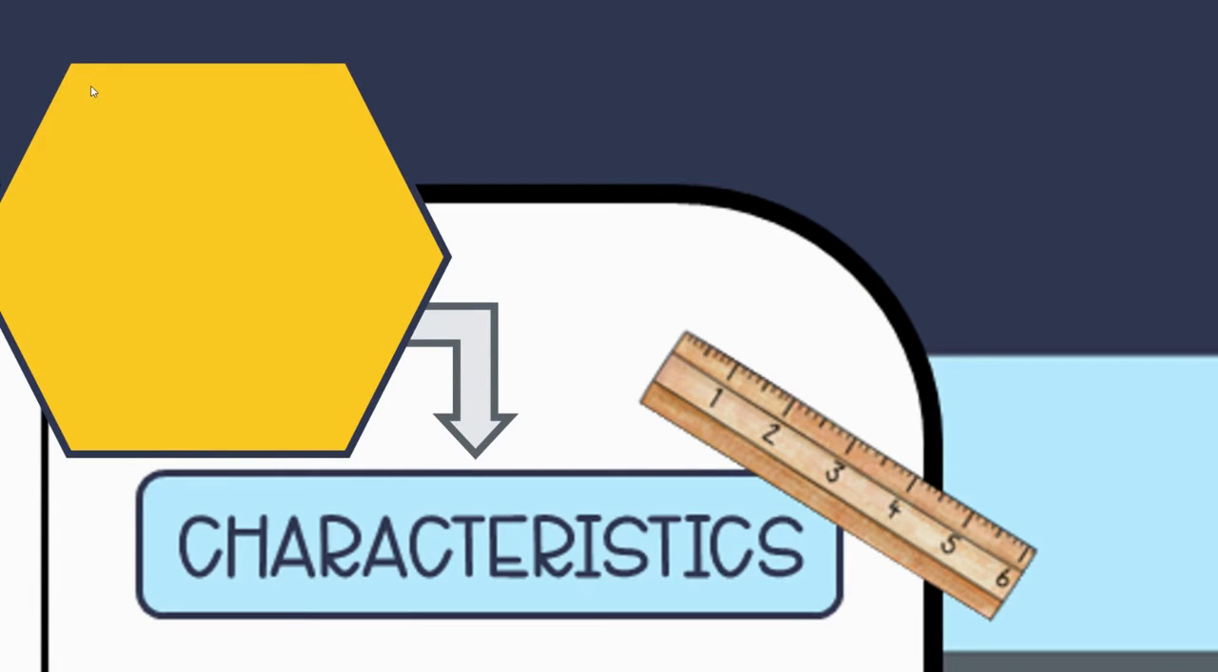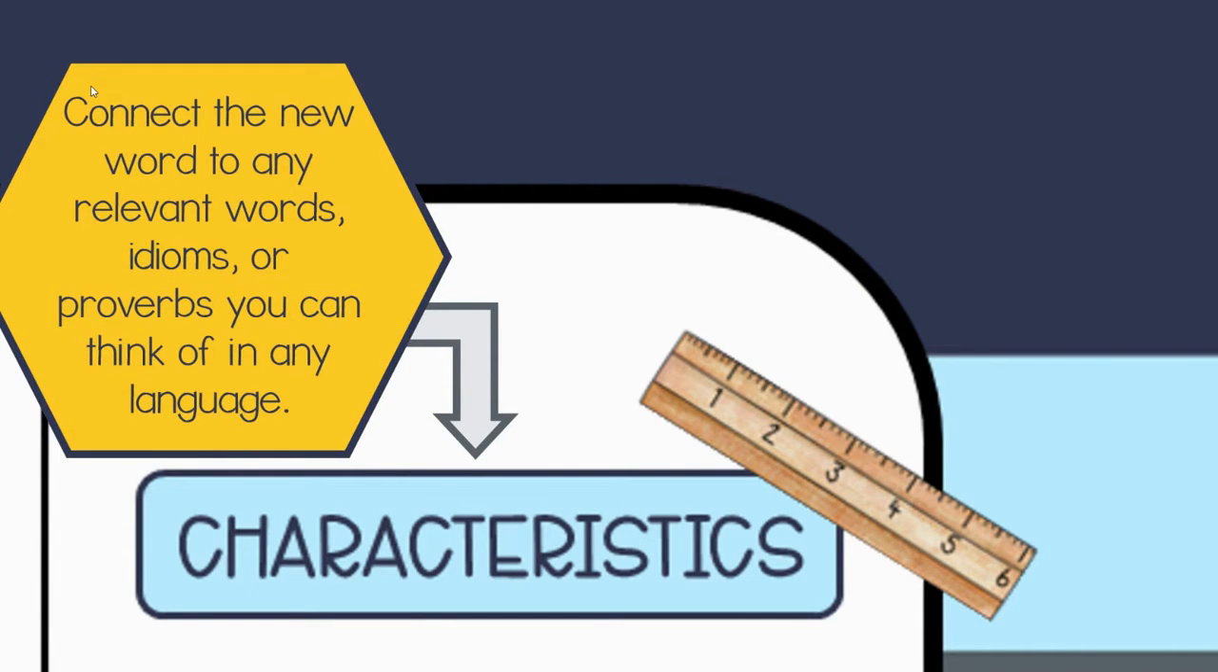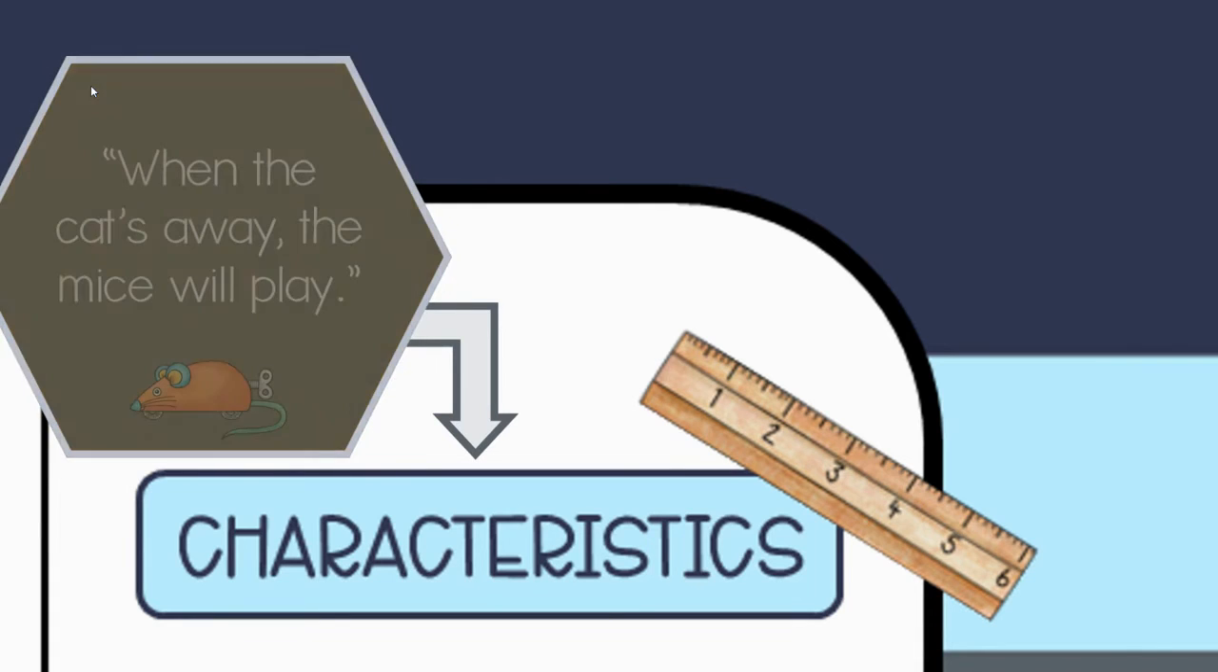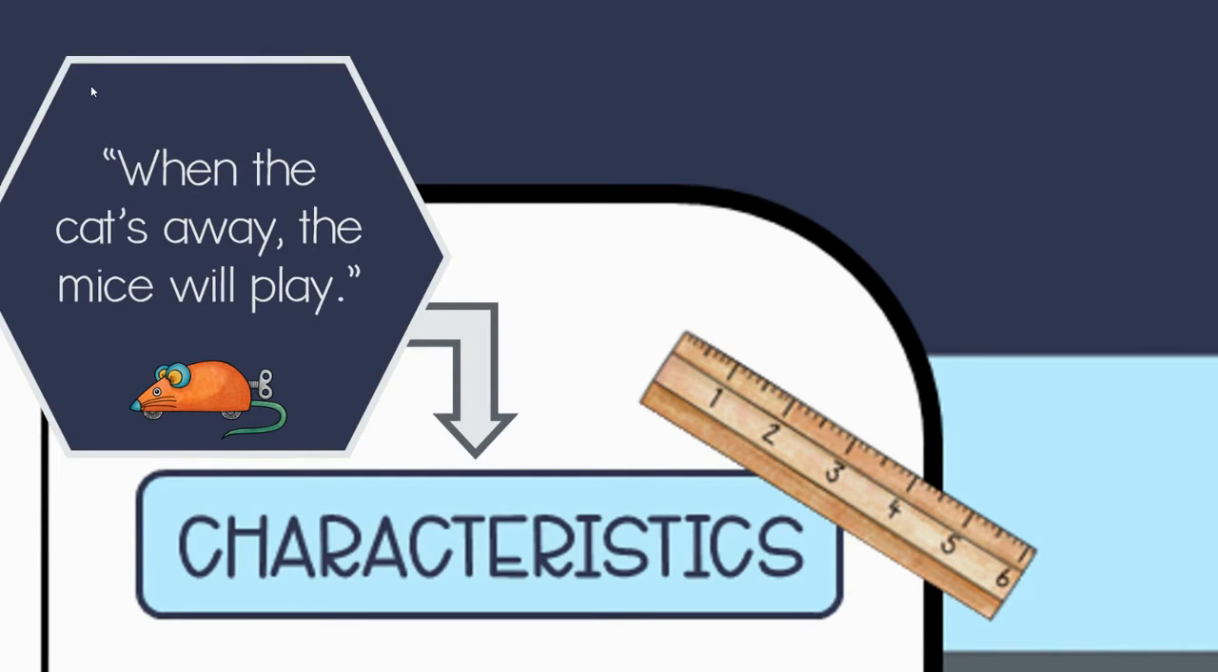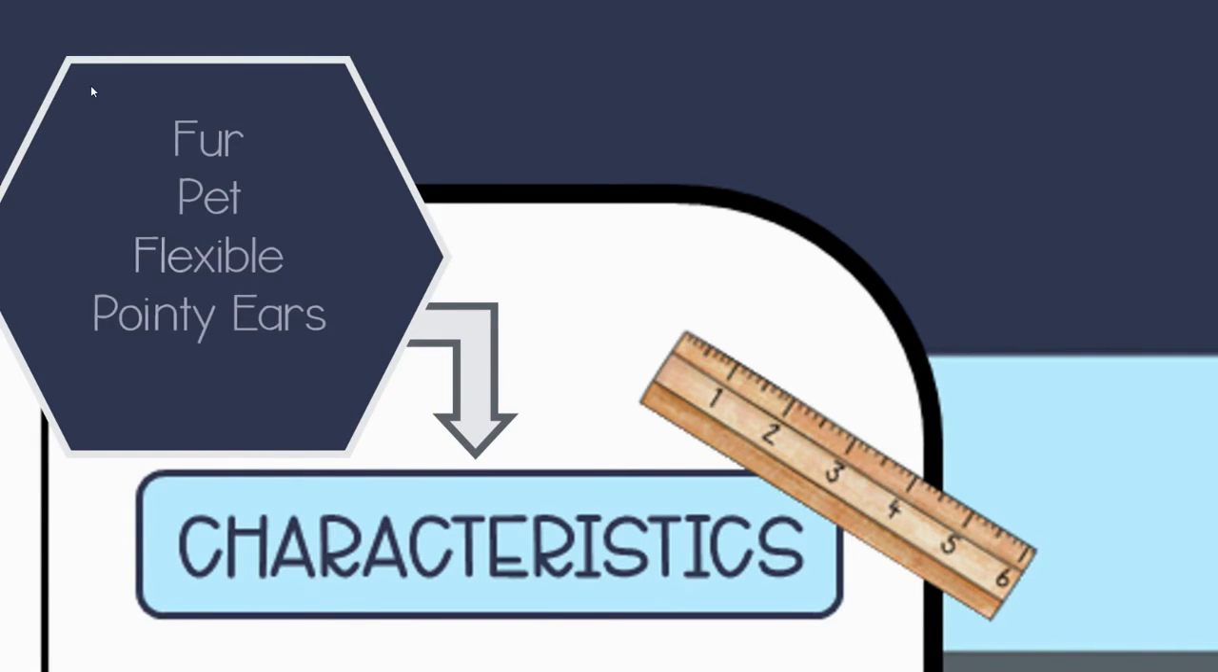And we're going to connect that to any relevant words, idioms, proverbs, expressions, anything we can think of in any language. Again, it doesn't just have to be English. If you speak more than just English, other languages than English, you have more words, examples, phrases to think of that will help you out. So I'm going to give you two examples in English. This is a proverb. When the cat's away, the mice will play. Well, what does that tell me? It reminds me that cats like to eat mice.